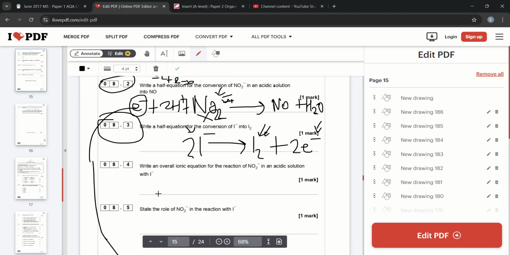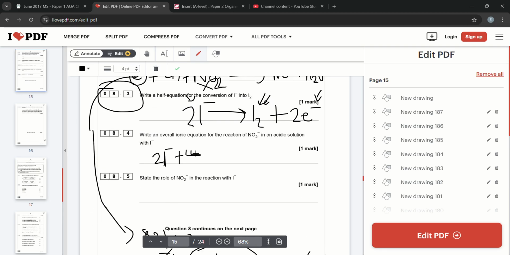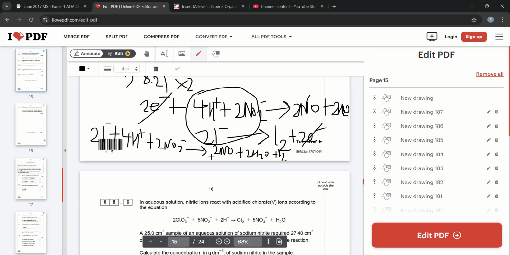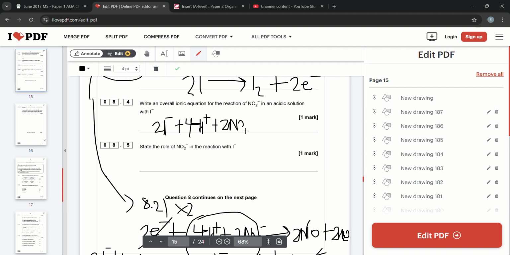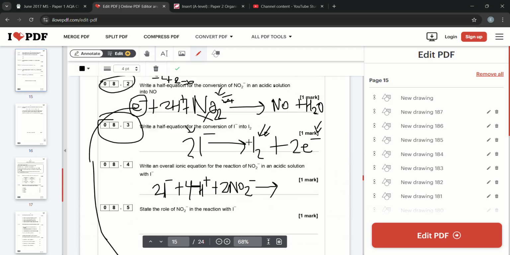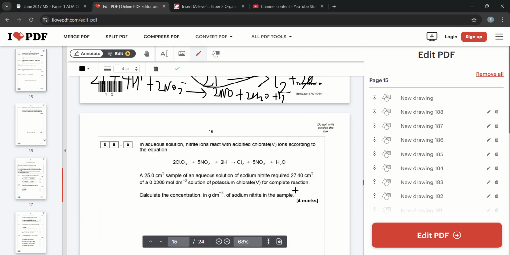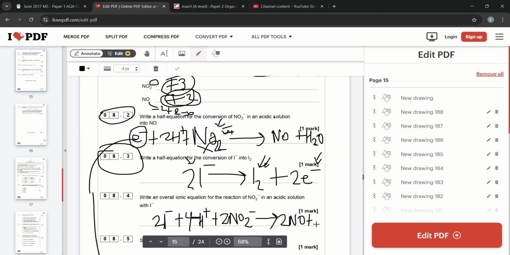So it's going to be 2I minus plus 4H plus plus 2NO2 minus arrow 2NO plus 2H2O plus I2. We can't divide by 2, so we have to leave it like this. We don't want half an iodine. So 2NO2 minus plus 2I minus plus 4H plus arrow I2 plus 2NO plus 2H2O.